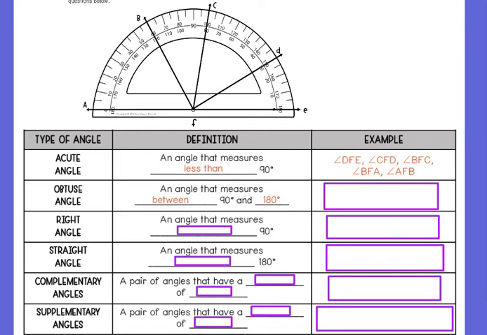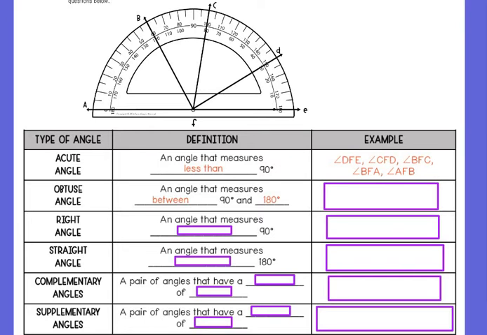There are a couple examples. What do you see? AFE. That's actually exactly 180. So is that between 90 and 180? No. Not if it's exactly. What do you got, Kale? AFD looks obtuse to me. What do you got? AFC. AFC looks obtuse to me.